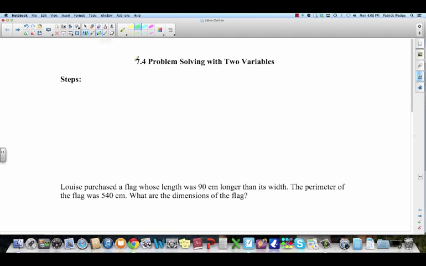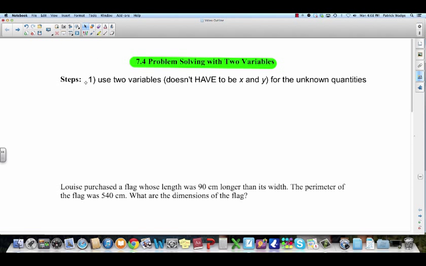Okay, it's time for the dreaded problem solving. 7.4 is problem solving with two variables. They don't call it applications this time, they call it problem solving. Interesting. Okay, here's our steps. The first thing you're going to do is you're going to use two variables for these questions.